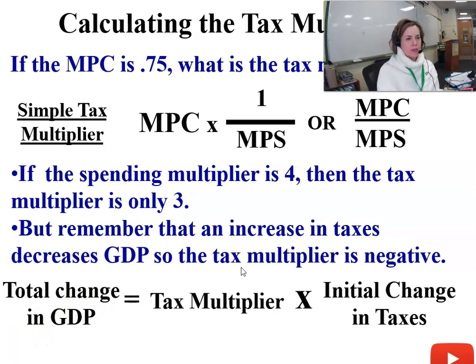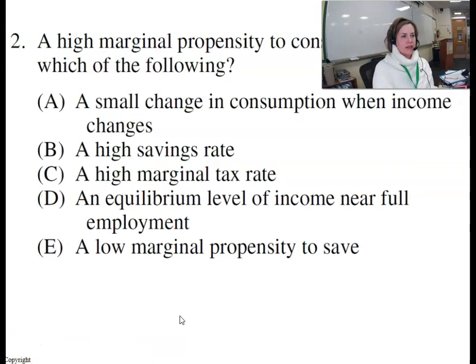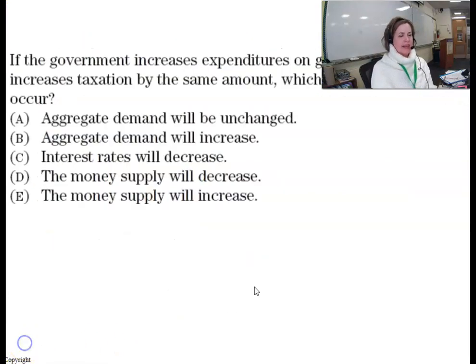Also, it's important to remember whether the government is imposing a tax cut or they're imposing more taxes. So if there is actually an increase in taxes, that would decrease GDP because the tax multiplier is negative. And here's some practice questions with the answers. And the answer to this question would be E. And the answer to this question is B.